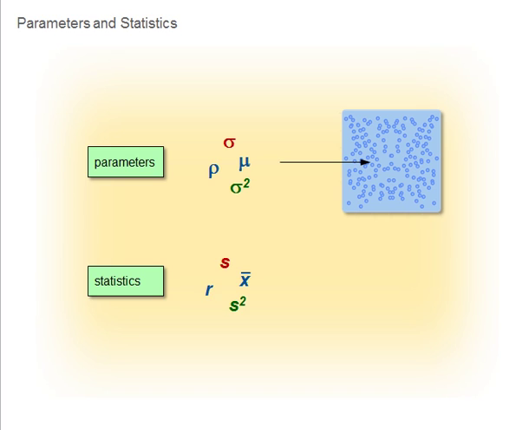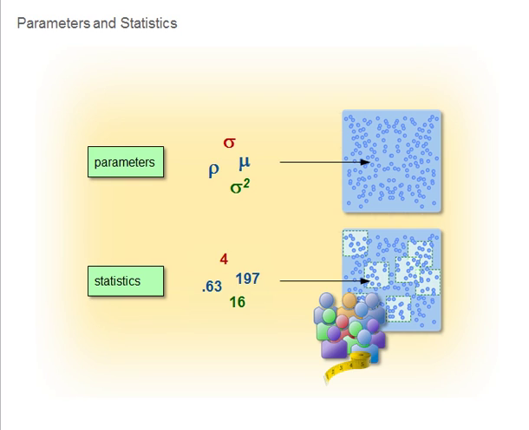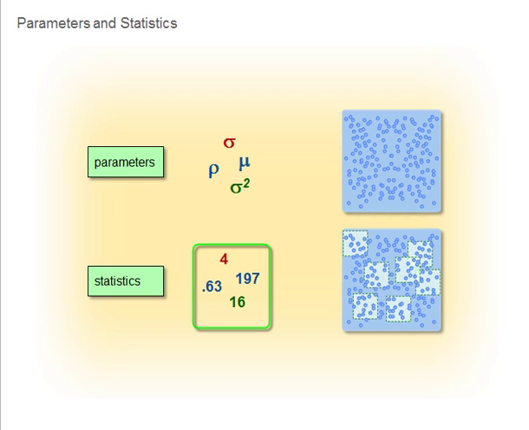Statistics summarize characteristics of a sample. You use letters from the English alphabet to represent sample statistics. You can measure characteristics of your sample and provide numerical values that summarize those characteristics. You use statistics to estimate parameters.